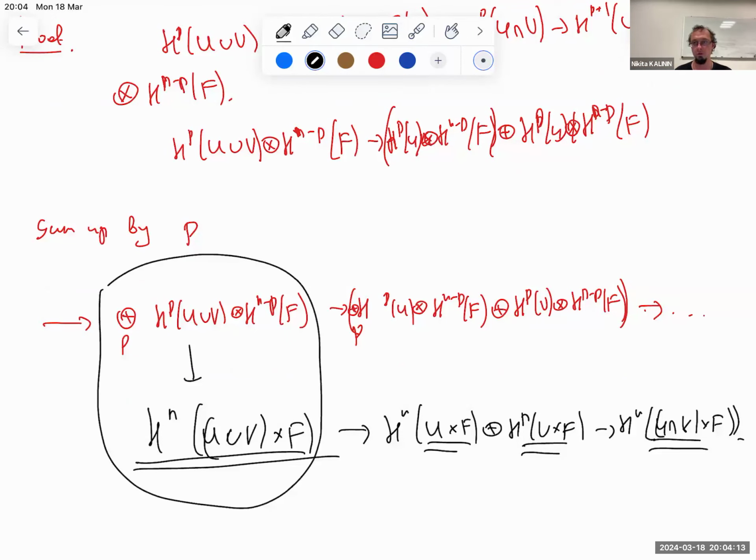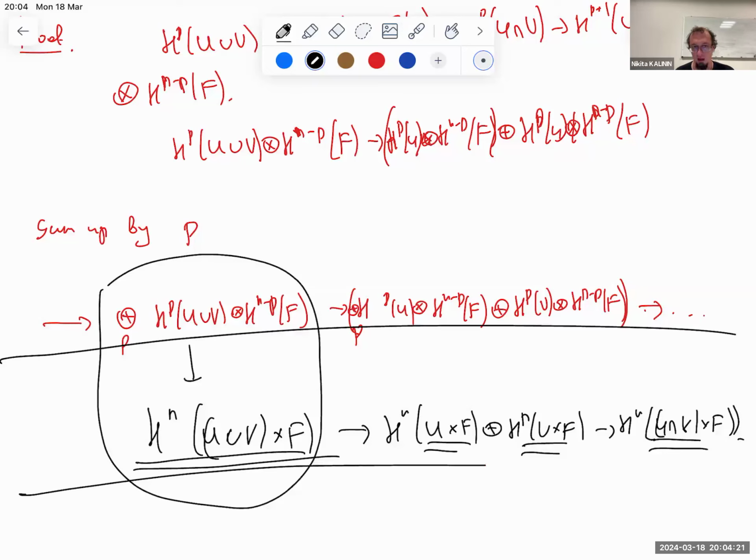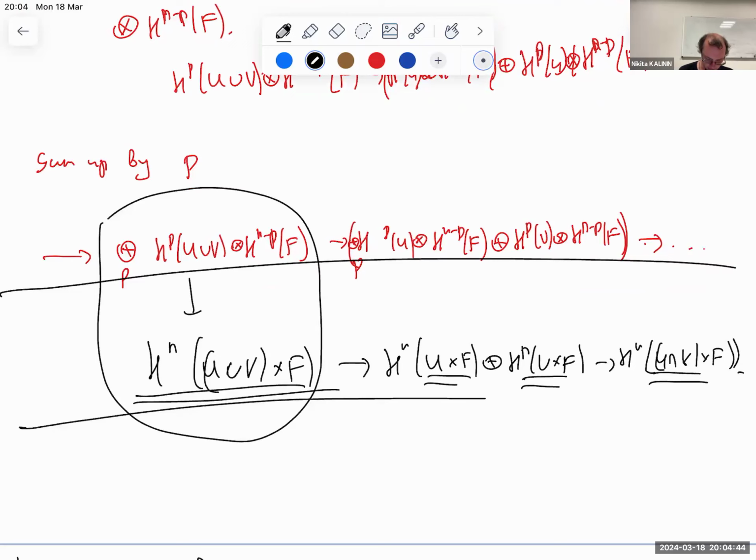So what you do, you need to show that this diagram is commutative, and you already know that both rows are exact. And so you just need to define all the maps. Okay, so how do you define the maps? So you have, for example, a cohomology class. You have an element, for example, alpha here and beta here. So how to send it here? Well, it's just alpha wedge beta, right?